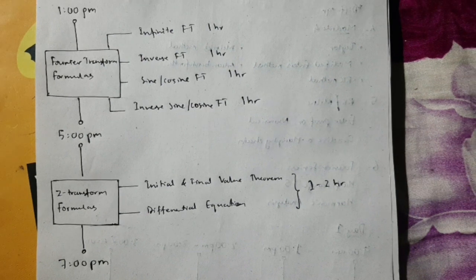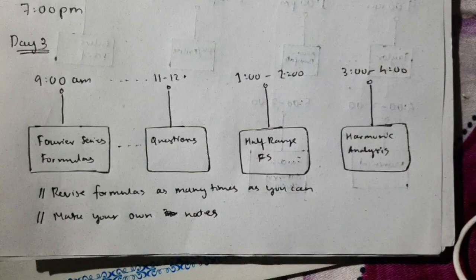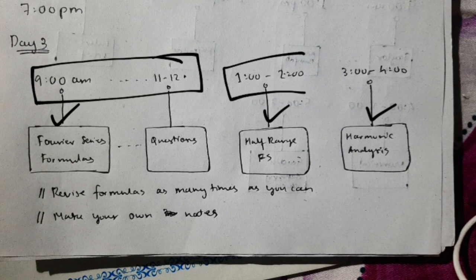Then day 3, the shortest module is left, which is module 2. Okay, in module 2 you have 3 topics: full range Fourier series, half range Fourier series, and harmonic analysis. Each will take at least an hour. Okay, at least an hour, but still you can take more than that for better learning.